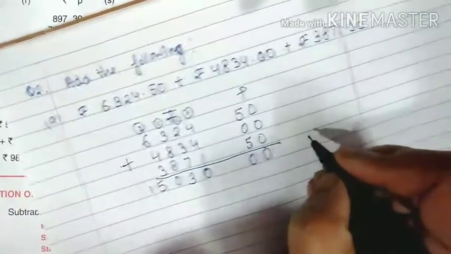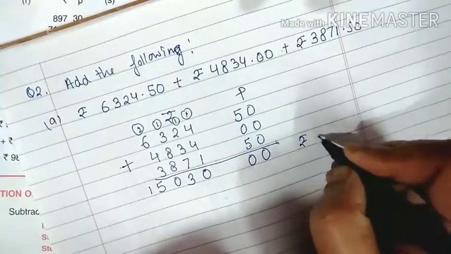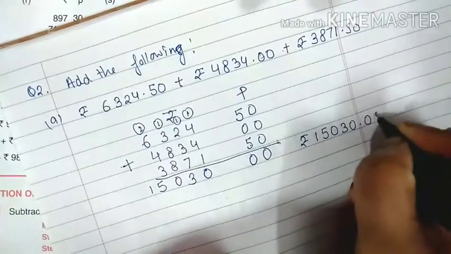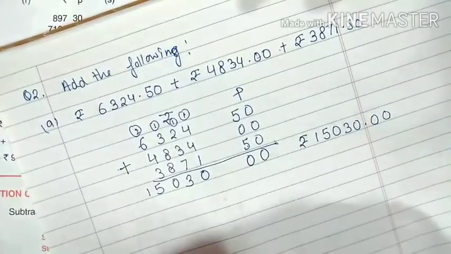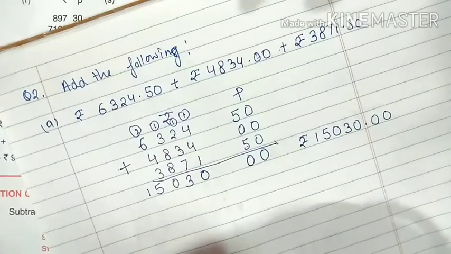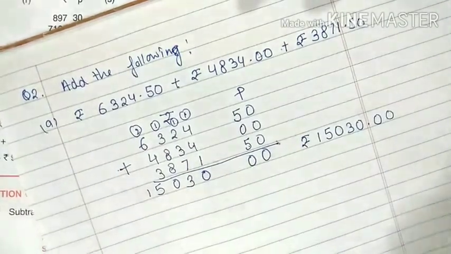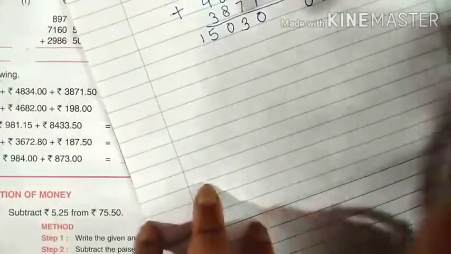So what will be your answer? Your answer should be rupees 15030.00. How can we spell this? 15,030 rupees 0 paisa. Are you able to understand? Let's do another sum so that it will be easy for you to understand.